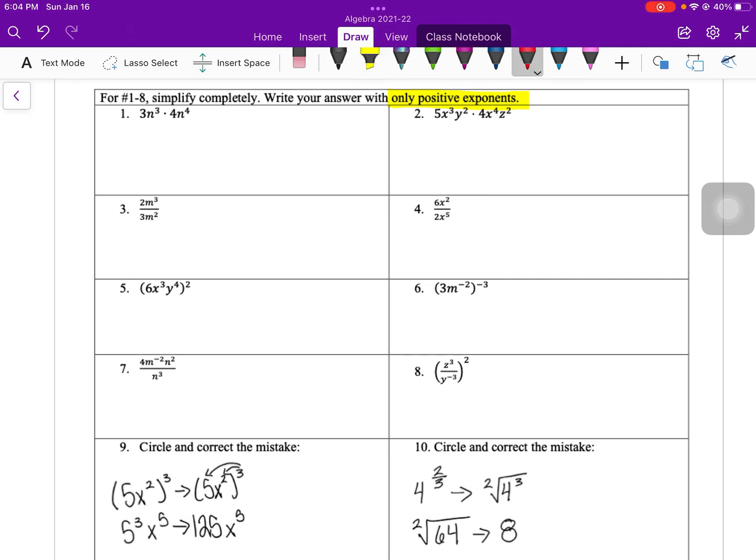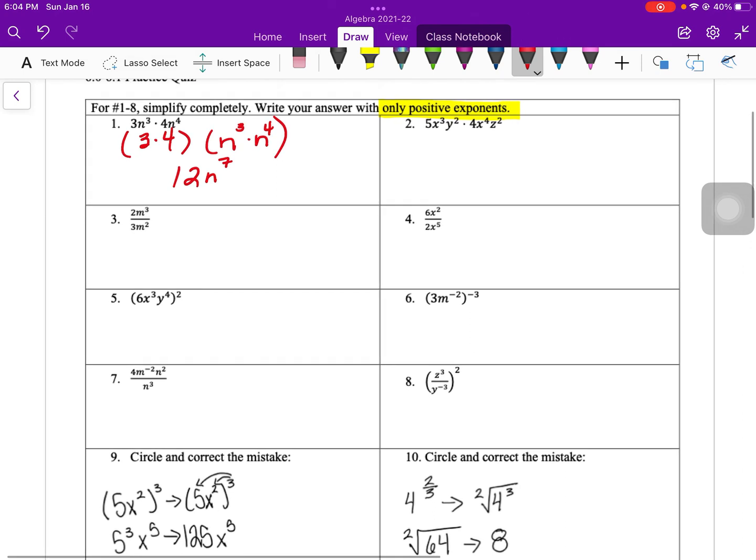For 6.1, remember we want to group, so think like terms: group your coefficients together, group your powers of n together. Here we are multiplying powers with the same base, so we add our exponents, but remember you multiply your whole numbers. So it's 12n to the 7th power.